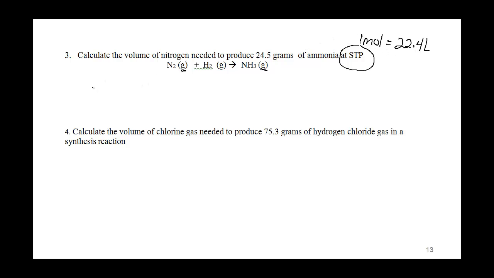So let's just figure out 24.5 grams of ammonia. I need to get it to moles. How do I go grams to moles? Molar mass. 1 mole of NH3, 14 plus 3 is 17 grams. Now I've got it to moles. Now you have two ways you could do this. I could either call it a mole ratio and then go to 22.4, or I can go to volume and then I use a volume ratio.